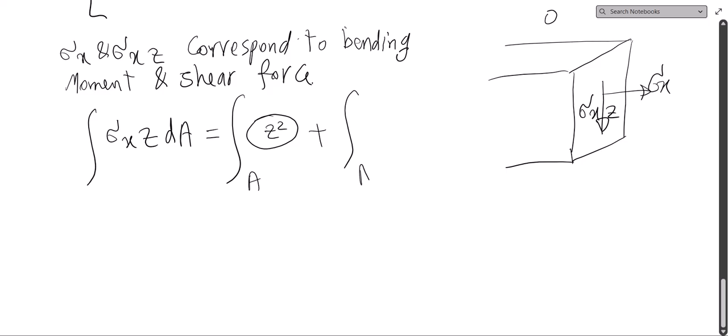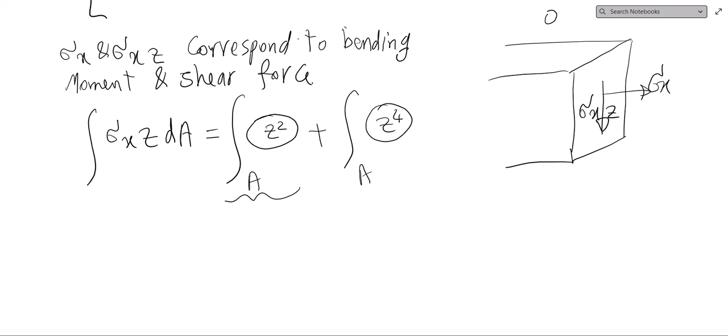A, proportional to power 2, sorry, power 4. So this will give us our traditional M. This will give us a kind of bi-moment, they call it sometimes. We call it P.